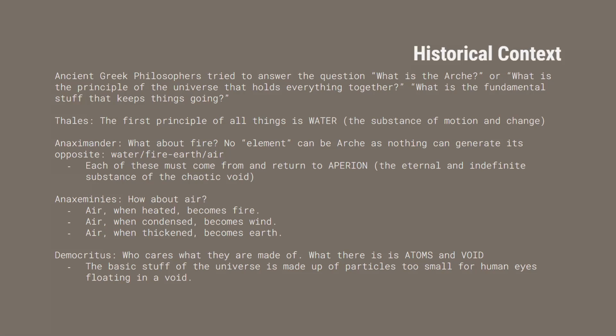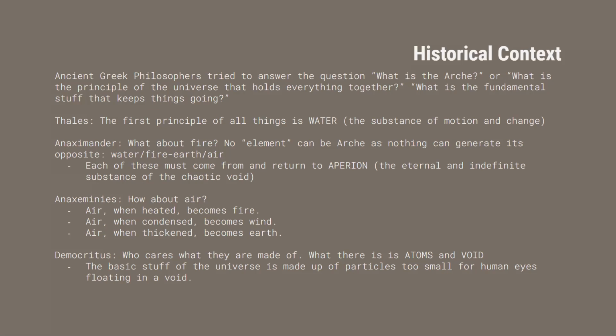The arche, whatever it was, the fundamental principle of the universe, the fundamental stuff of the universe, couldn't possibly be one of the basic elements, because he thought that if it was one of the basic elements, then the fundamental problem would obviously be the other one, right? If fire was the basic element, you would have a world without water. If earth was the basic element, you can't really get air out of earth, and you can't get earth out of air, right? So for each of these, he thought, it can't be that the thing comes from its opposite.